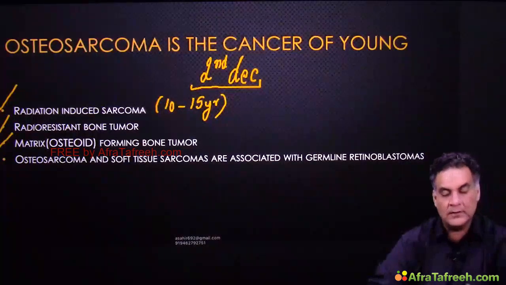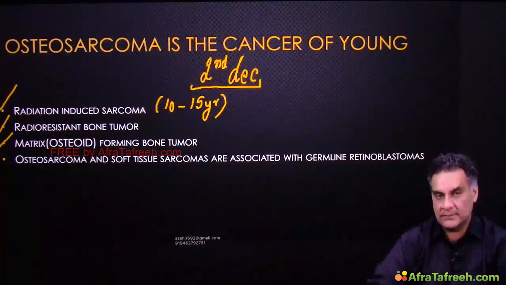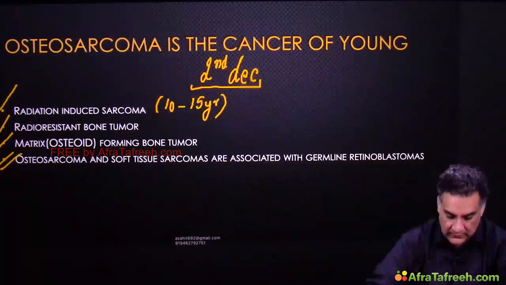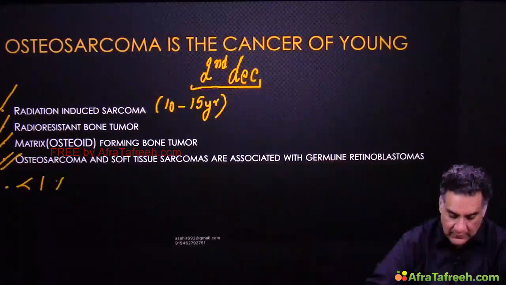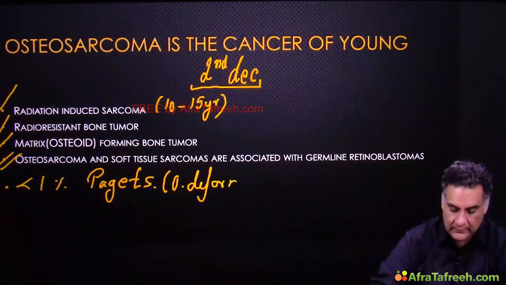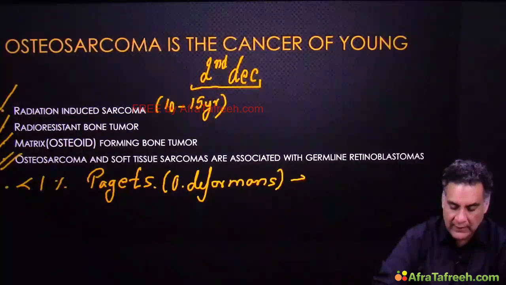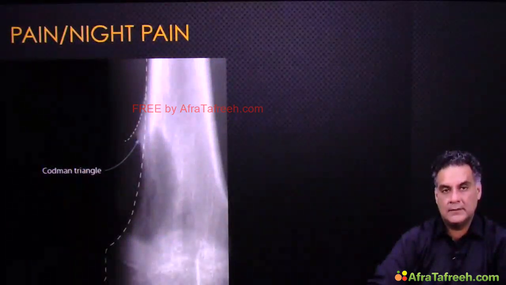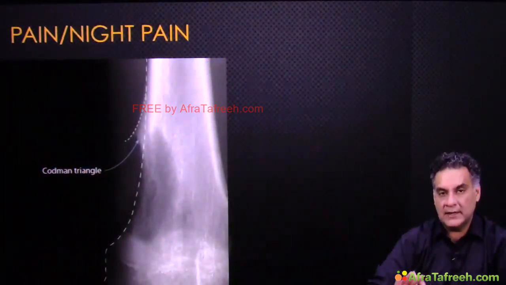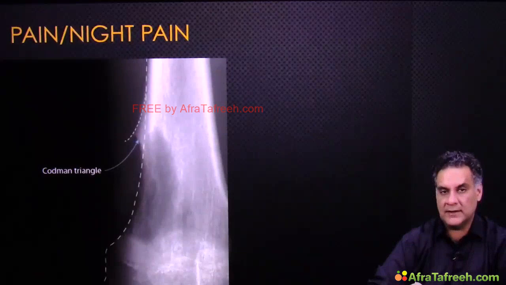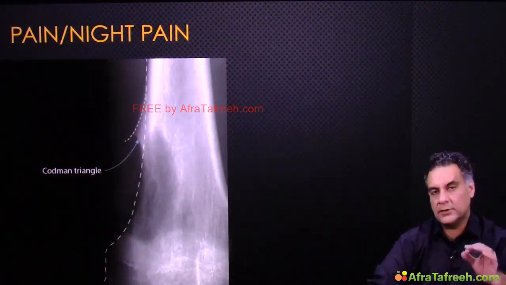It's a bone-forming tumor, homogeneous calcification. It is associated with germline retinoblastomas. Less than 1% cases of Paget's, which is also called osteitis deformans, will have osteosarcoma. Pain, osteosarcoma. Night pain, osteosarcoma. Night pain relieved on taking salicylates: osteoid osteoma.